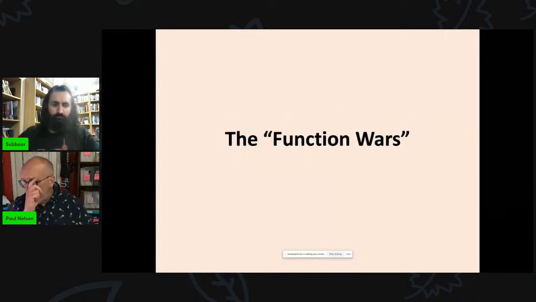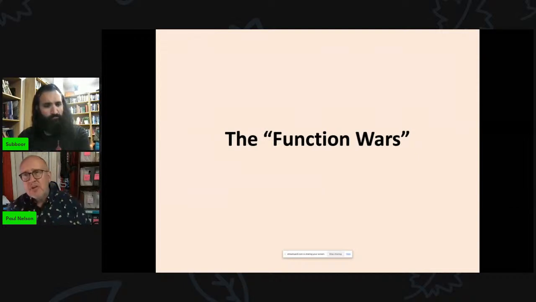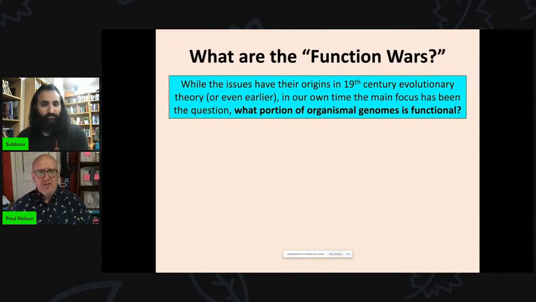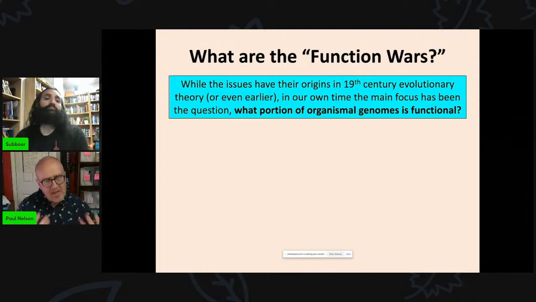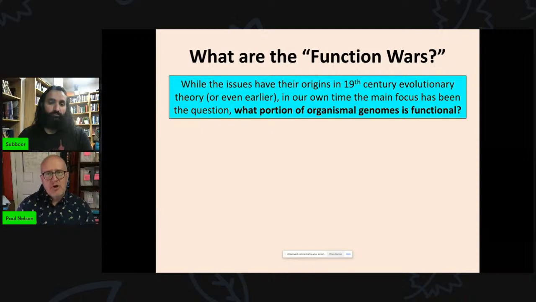So over the past decade, maybe decade and a half, there has been raging within biology what we can call the function wars. And the function wars have their roots in 19th century evolutionary theory. Actually, you can go back to antiquity in the writings of someone like Lucretius to see the same concepts at play. But we'll pick up the story with modern evolutionary theory. In particular, the question, what portion of organismal genomes is functional?